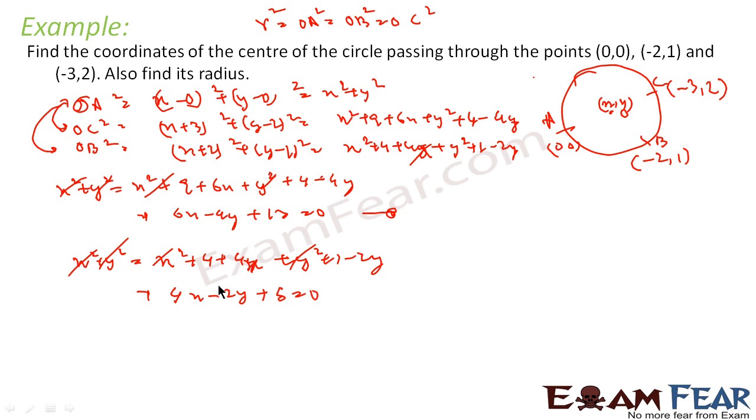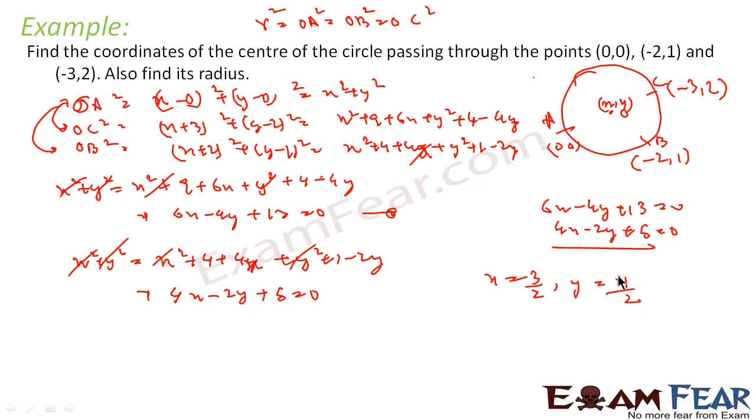We have two equations in x and y, right? 6x minus 4y plus 13 is equal to 0 and 4x minus 2y plus 5 is equal to 0. You multiply this with 2, you will get 4y, get cancelled. You can solve this equation. You solve this equation, you will get what? x is equal to 3 by 2 and y is equal to 11 by 2.